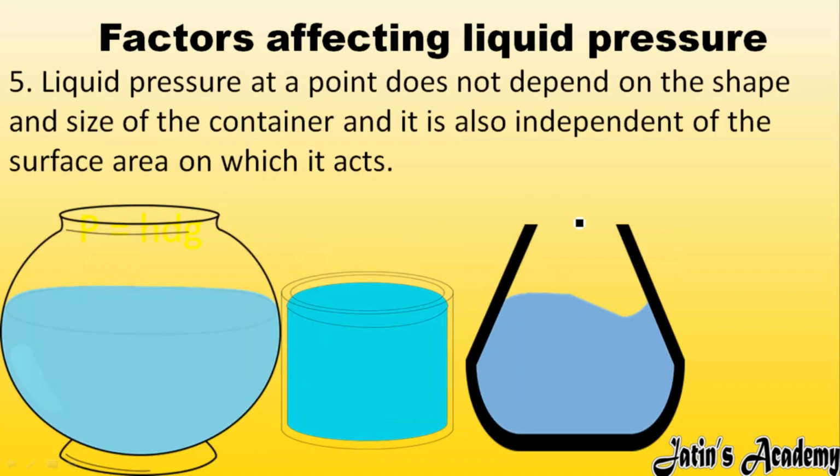Next, liquid pressure at a point does not depend upon the shape and size of the container. We know that liquid pressure does not depend upon shape and size, and it is also independent of the surface area on which it acts. It means if I put the water into a differently shaped object, or a different area or volume, it is not going to change its density or the pressure exerted. The liquid pressure of water will be the same whether I put it in this vessel or in that vessel.